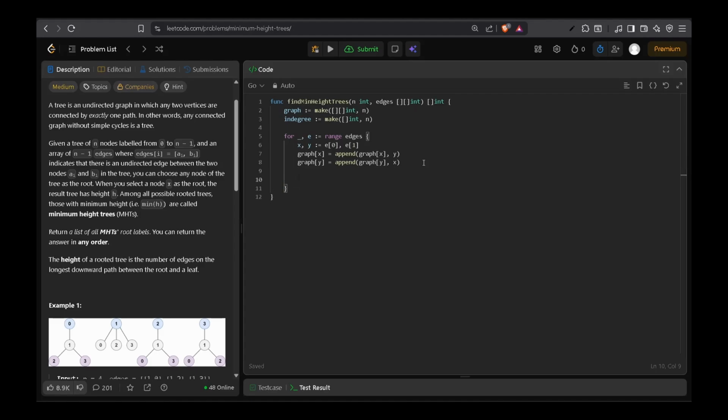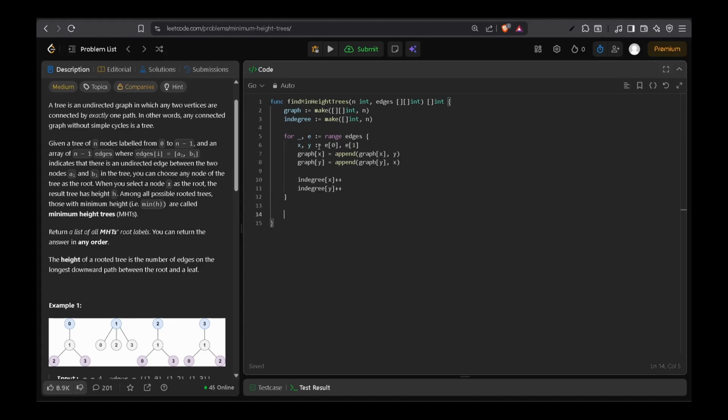Next, as I said, we have to maintain a degree of connections, right? An array of connections, basically saying indegree of X plus plus, because we just appended a new connection to X, so the number of connections of X should increase. Similarly, indegree of Y plus plus. Next, how will we traverse the graph? We have made the graph now and we need to traverse it. And as I said, we'll traverse it from outside, right? From leaf to the root.